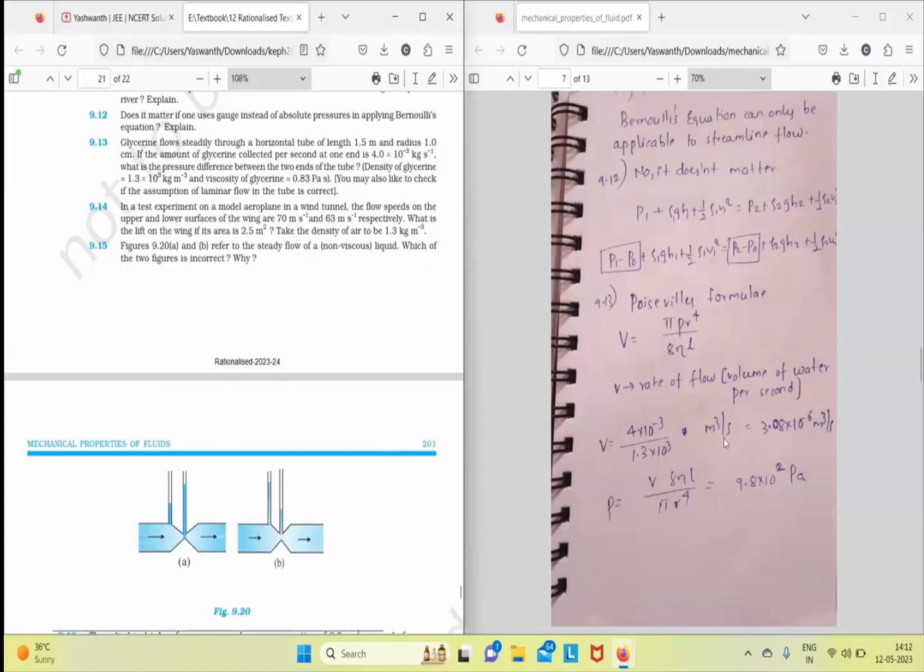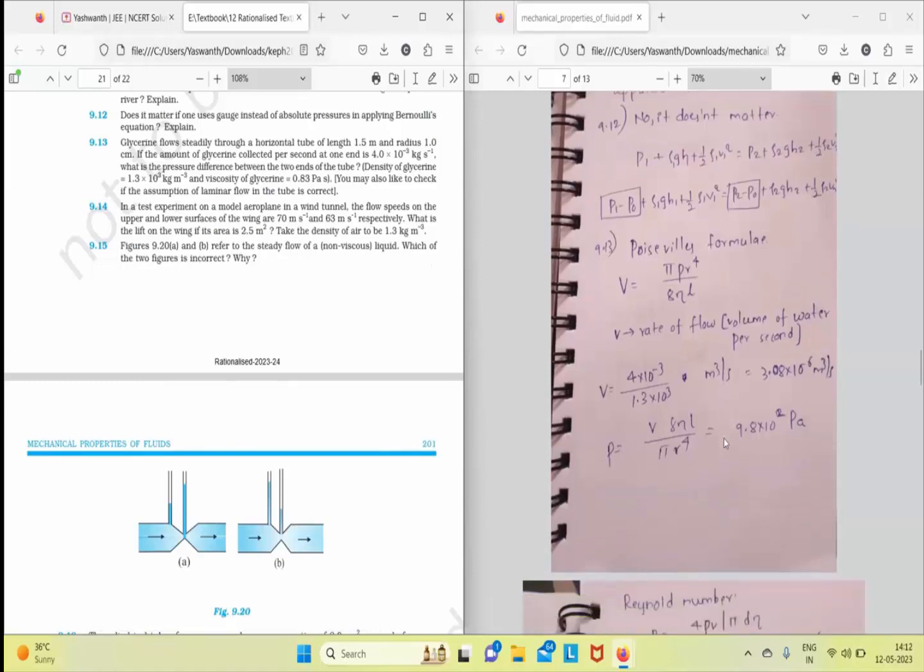So we have a Poiseuille formula. What it says is V is equals to pi into P r power 4 by 8 eta into L. So V is the volume of liquid that is getting collected at one end per unit time. That is in one unit of time. That is in 1 second, how much fluid is getting collected.